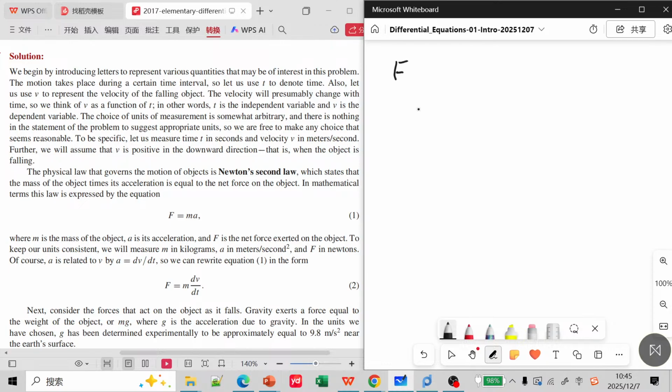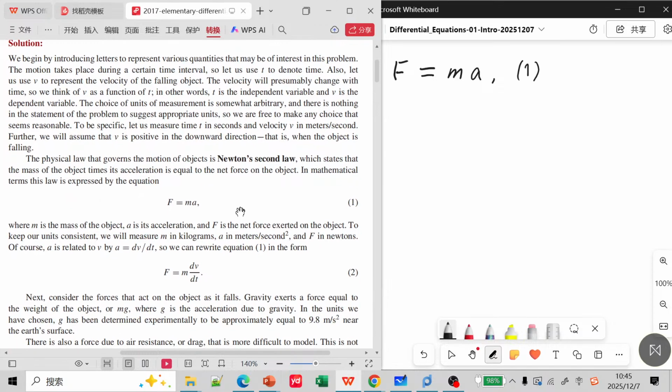F equals m times a. This is formula 1, where m is the mass of the object, a is its acceleration, and F is the net force exerted on the object.